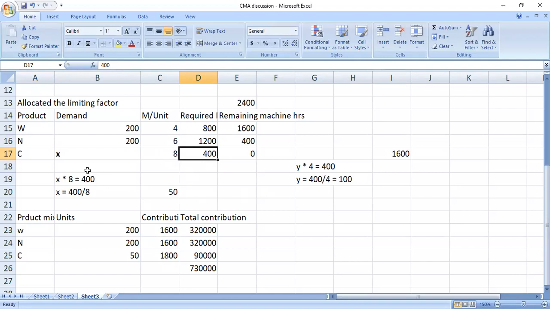What is the formula? We're saying that X times 8 will give me the 400. So when I work backwards, I'll get the 50. Okay, I hope I've answered you.